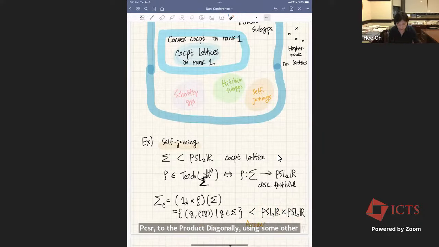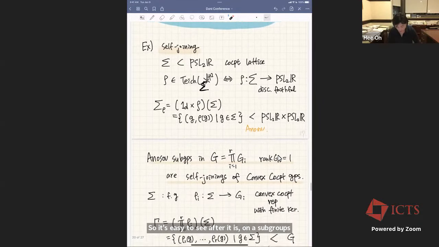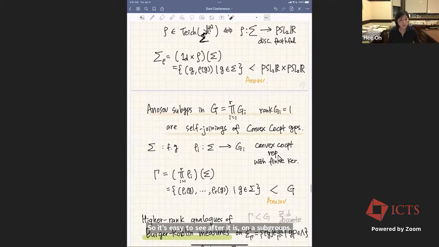The groups obtained this way we will be calling self-joinings, because you start with sigma and then you somehow join this sigma using the representation with itself, and then put it in the product group. And it's easy to check that these groups are Anosov groups, because I just said that in the rank 1 case, the Anosov groups are convex cocompact groups, and here the projection map gives the simple root. So it's easy to see these are Anosov groups. More generally, we know completely how Anosov groups in the product of rank 1 groups look like.